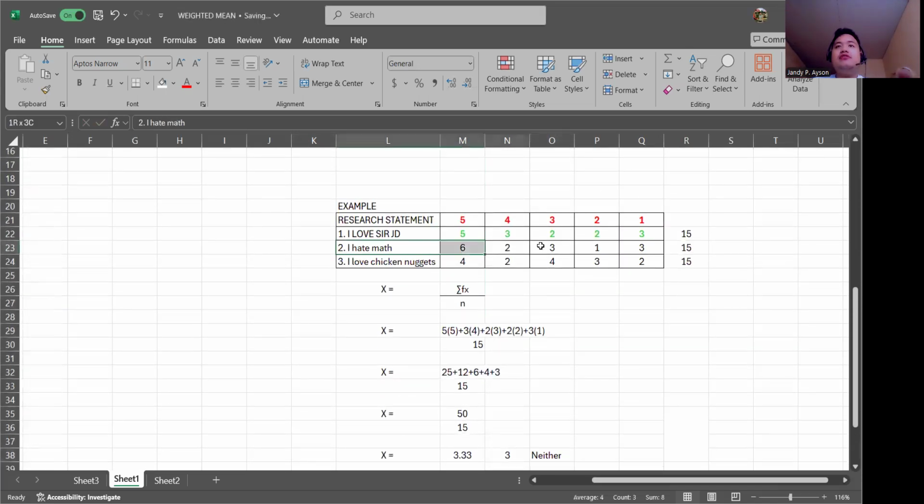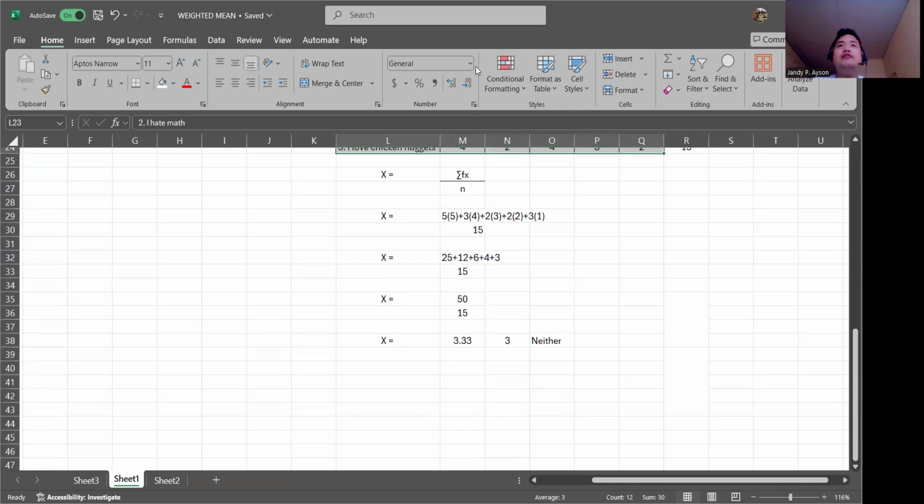So, try niyong sagutan ito sa paper pagkatapos niyong panoorin yung video para lang ma-check yung knowledge or yung understanding ninyo. Pero, yung activity naman natin, sasagutan niyo pa rin yun. Pero mamaya na yung instruction sa GC na lang natin. Okay. So, that is it for weighted mean. Kung may tanong, magtanong.